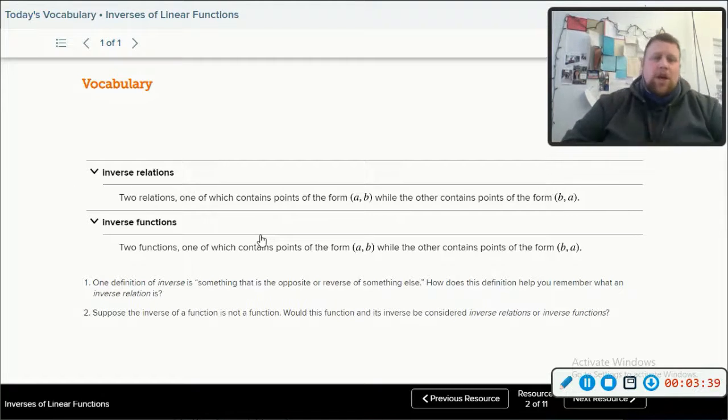Inverse relations: two relations, one of which contains points of the form AB while the other contains points of the form BA. So they're in an inverse relation if basically they have the same points with just flipped numbers, right? An inverse function is two functions, one of which contains points of the form AB and the other contains points of the form BA. So you can be in an inverse relation and not be a function, but if you're a function and you have that inverse relation, you're an inverse function. So we're going to talk about that today.